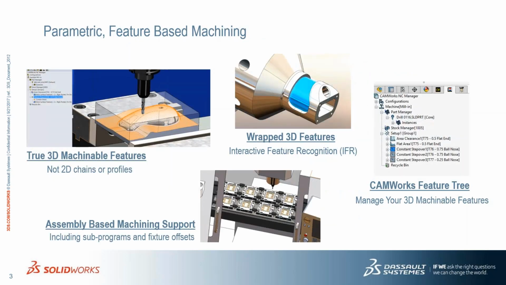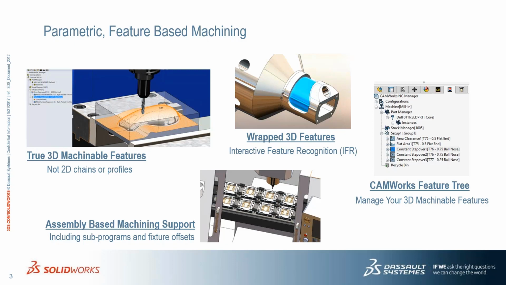A few of the features that you'll notice about CAMWorks: it is parametric feature-based machining. Parametric means it's not just chains and profiles, it is features built into your program. They're true 3D machinable features. You'll have a feature tree list that you can manage them with and work through, just like you do with SolidWorks features. To parallel with SolidWorks, you don't directly have to work with only edges and faces, like some older wireframe modeling systems, but you work with SolidWorks features like boss extrude and cuts. In CAMWorks, it's the same way.